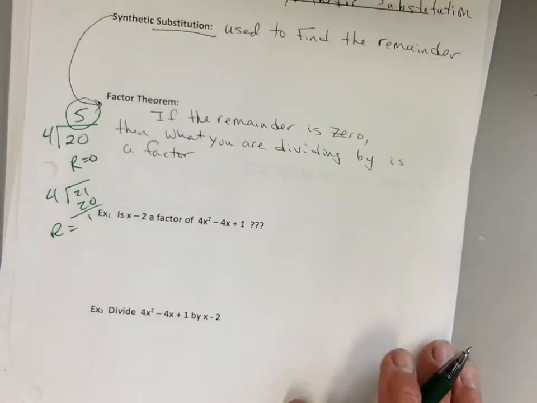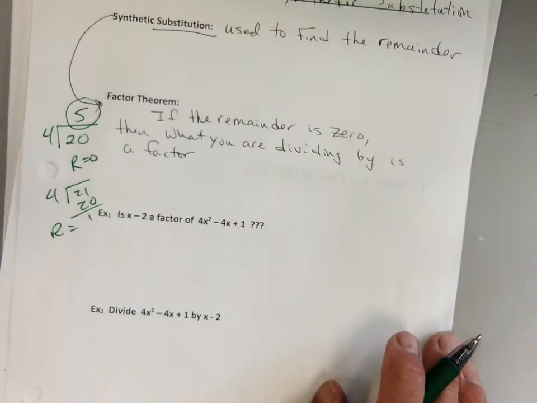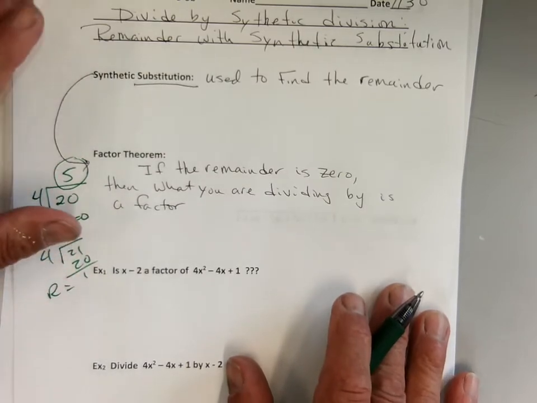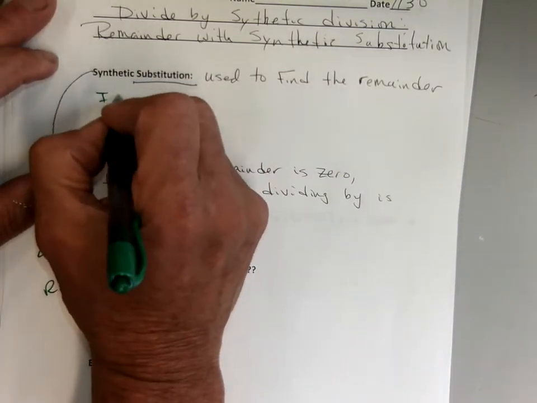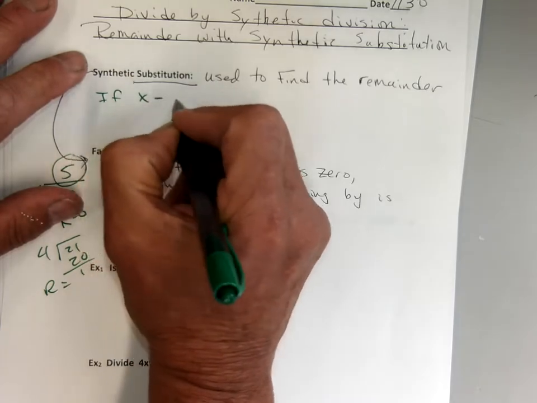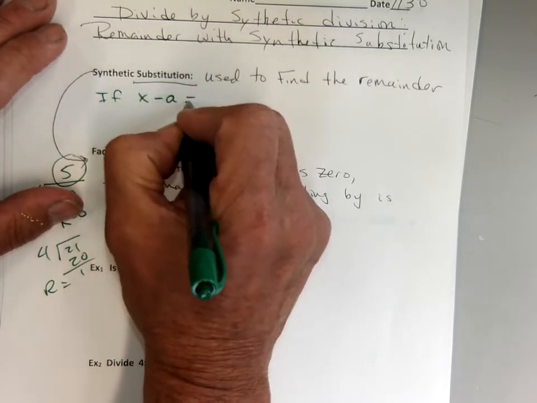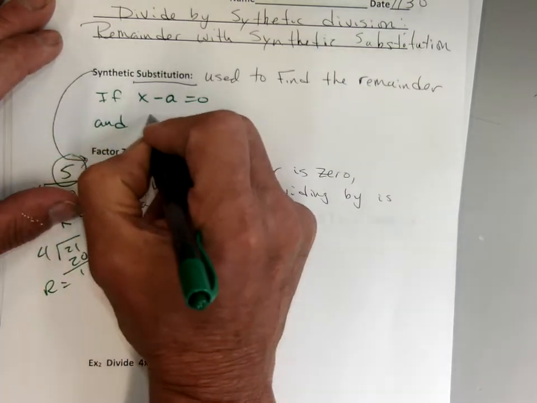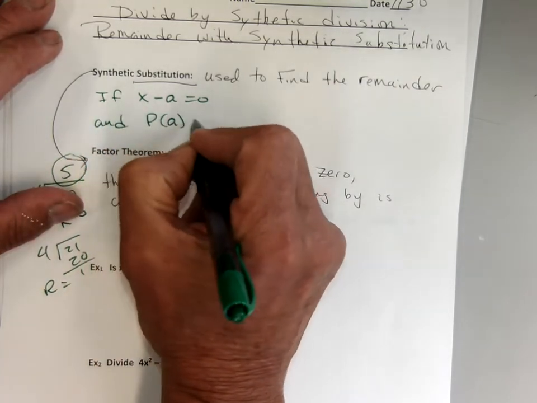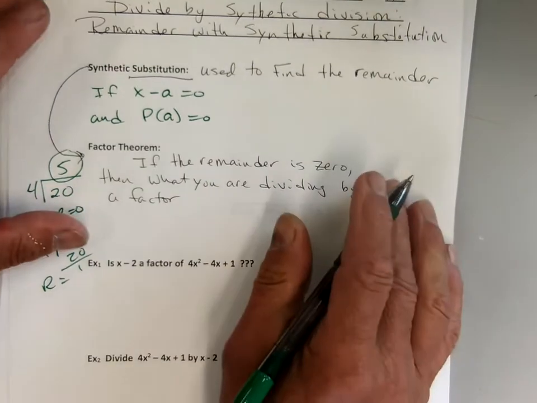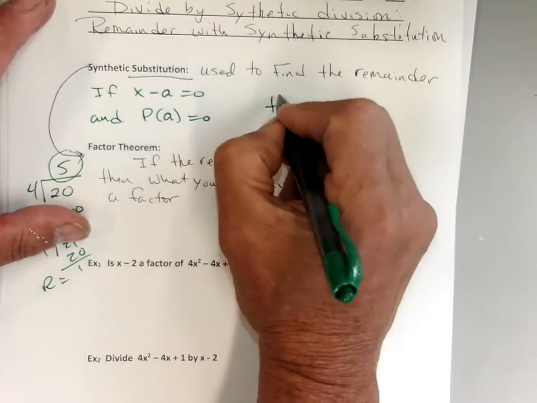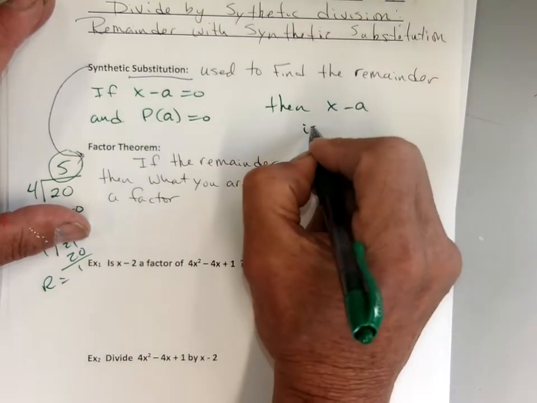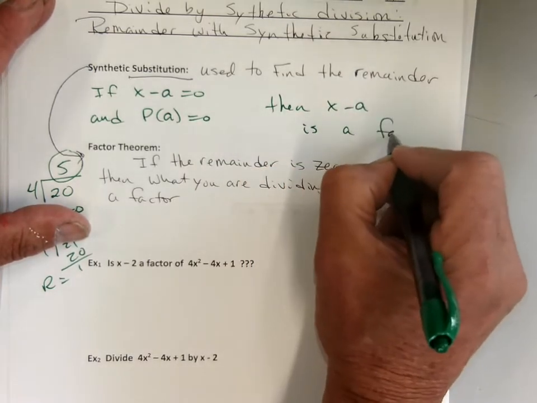So synthetic substitution can be used to help us find this, okay? So if x minus a equals 0, and p of a equals 0, write this down, I'll show you what this means, then x minus a is a factor, okay?